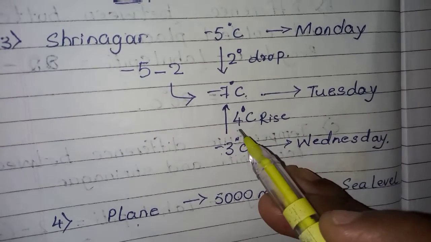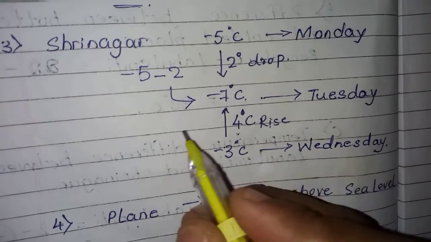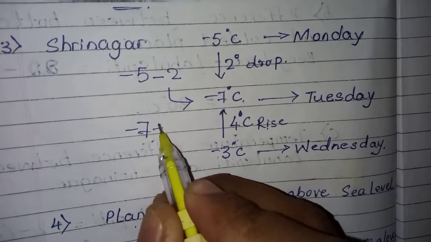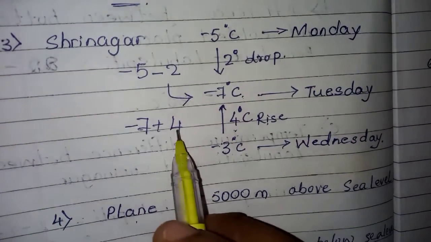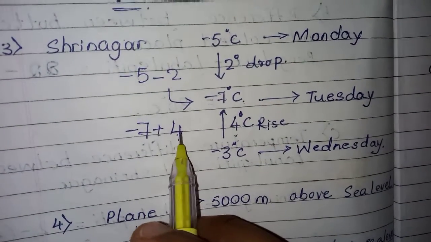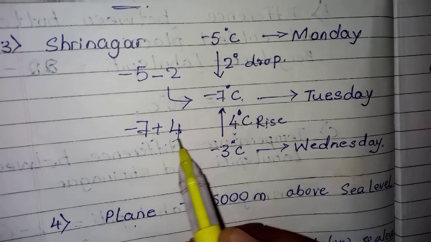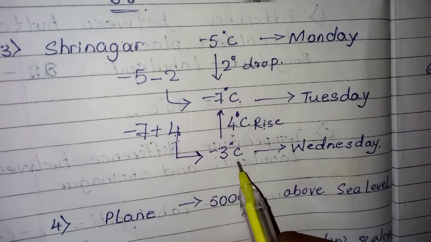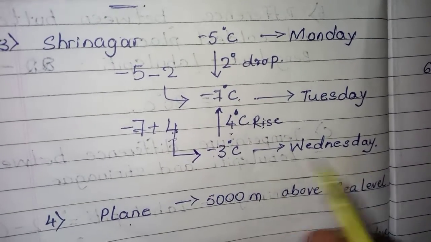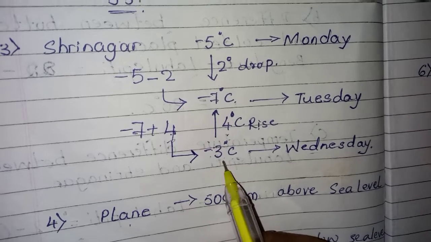Then he says that on Wednesday it rose by 4 degrees centigrade. What was the temperature on this day? That means minus 7 plus 4. So it rises by 4 degrees centigrade and that brings me to minus 3 degrees centigrade. So on Wednesday it was minus 3 degrees centigrade.